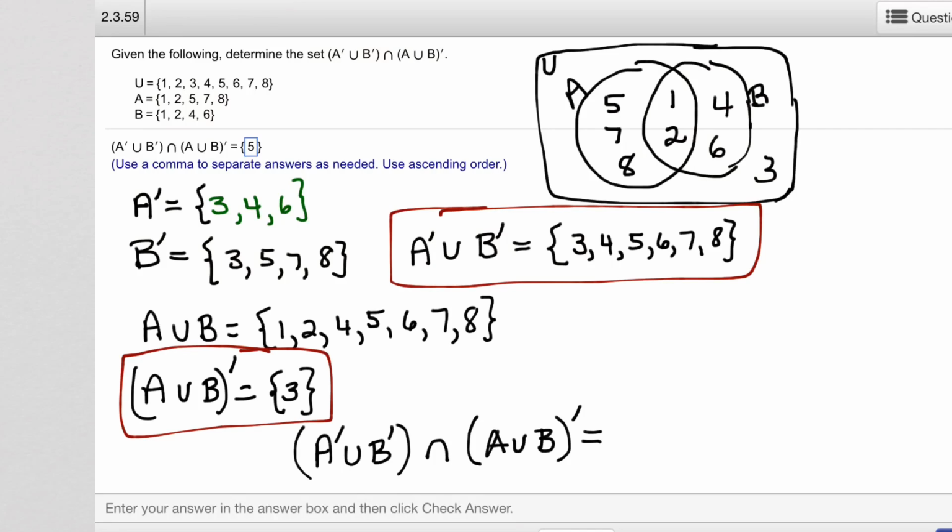So intersection means what do they have in common? So what is in common? Well, there's only one element here, and that's the element 3, and it does appear here as well. So the only element in common is the element 3. And so that is our final set. And that is the correct answer here. So we want 3 for our final answer. All right, that's the end of that problem.